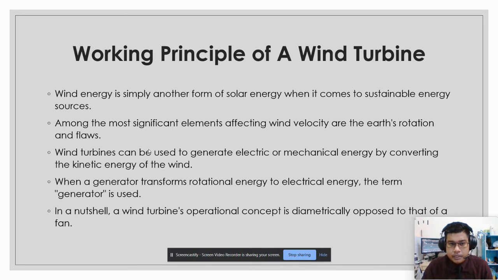Wind energy is simply another form of solar energy when it comes to the source. However, the most significant element of effective wind electricity is the Earth's rotation and flow. Wind turbines can be used to generate electrical or mechanical energy by converting the kinetic energy of the wind. When a generator transforms the rotation energy to electrical energy, the term generator is used. A natural wind turbine operates on a concept diametrically opposite to that of a fan.